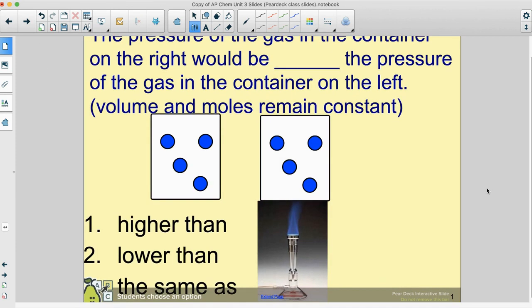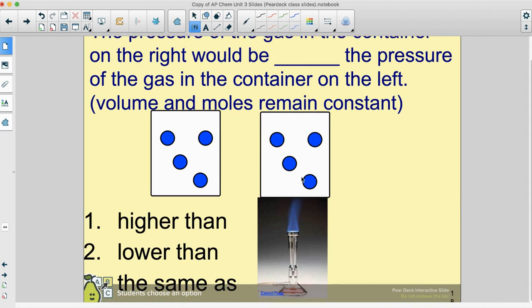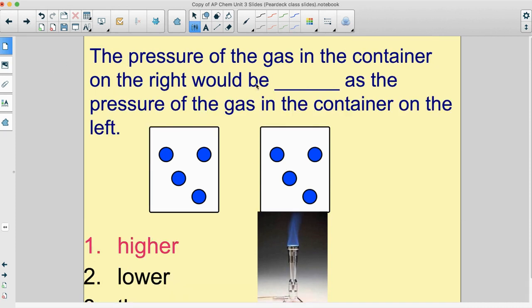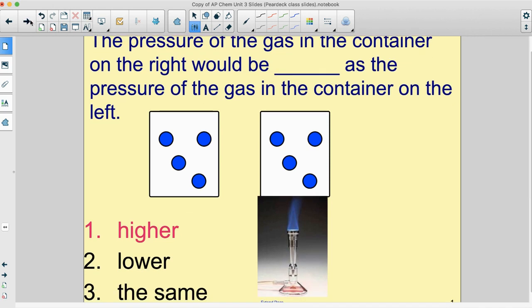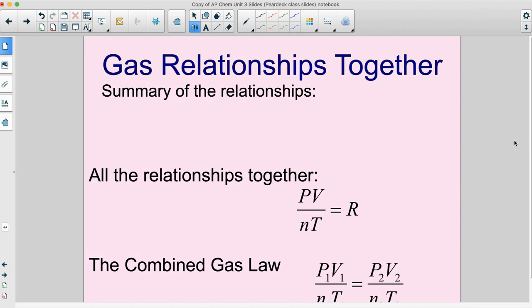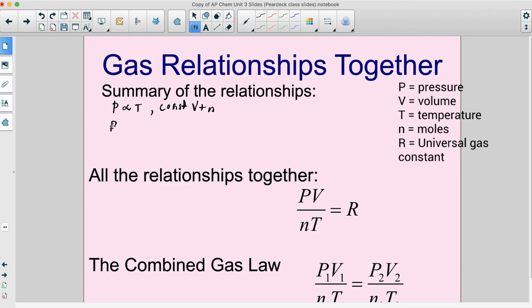Here, this is related to another question that we already did, but if we heat up these 4 gas molecules compared to these, the pressure on the right will be higher than the pressure on the left. So if we put all of these relationships together, let's summarize the relationships first. A summary of the relationships: we have P proportional to T, which assumes constant V and N. We have P proportional to N, constant T and V.